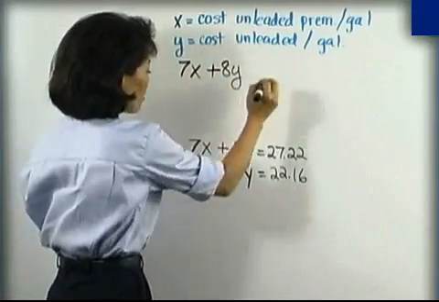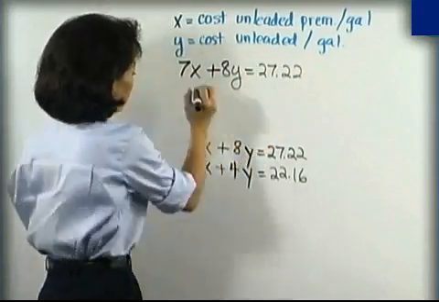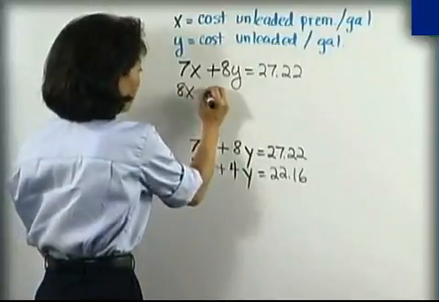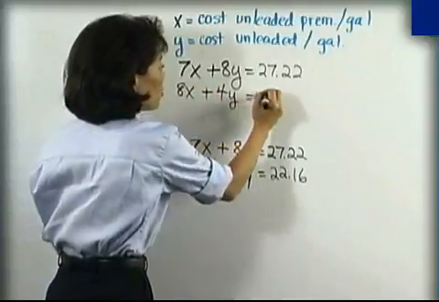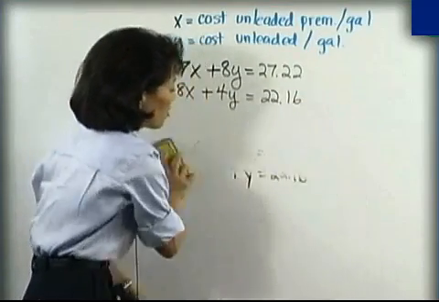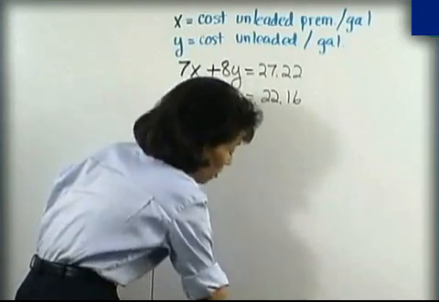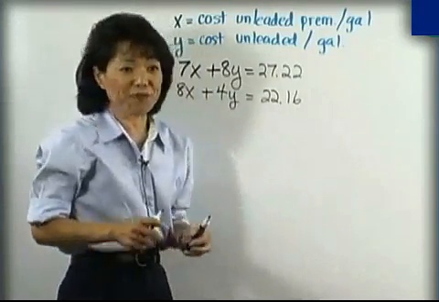7x plus 8y equals 27.22. Just rewriting this above, 8x plus 4y is equal to 22.16. So all I did here was rewrite the system. Now again, as I just said, I'm going to choose the method that we call addition.